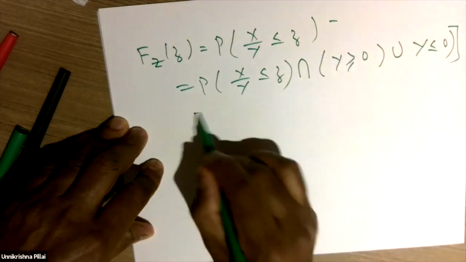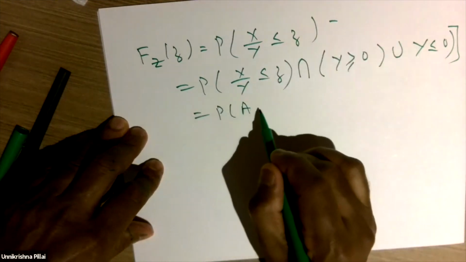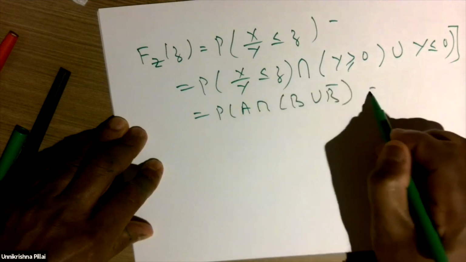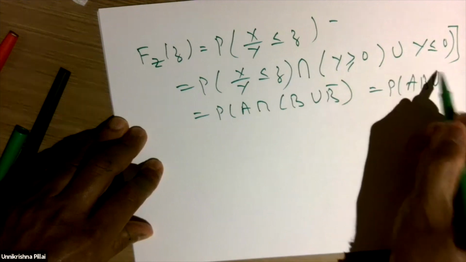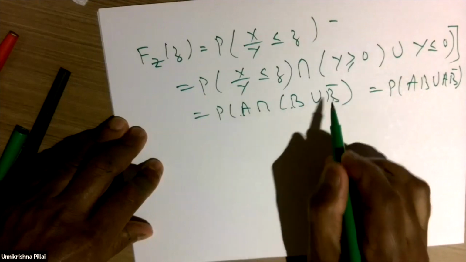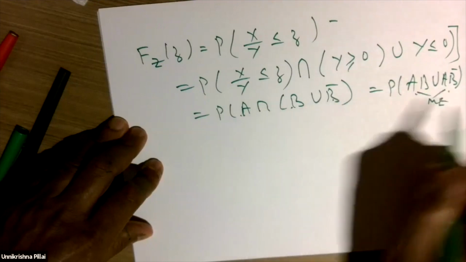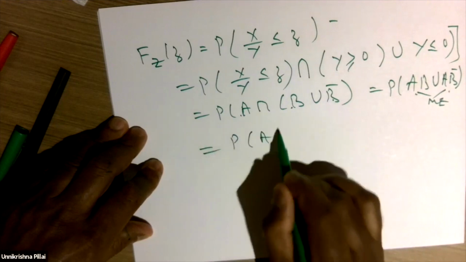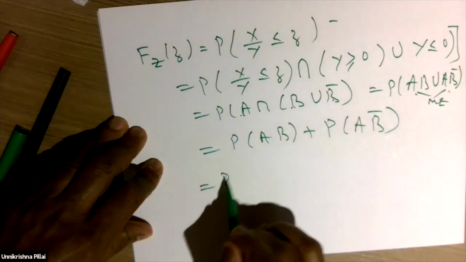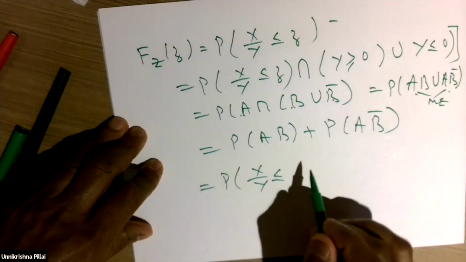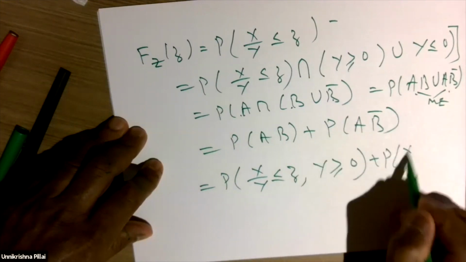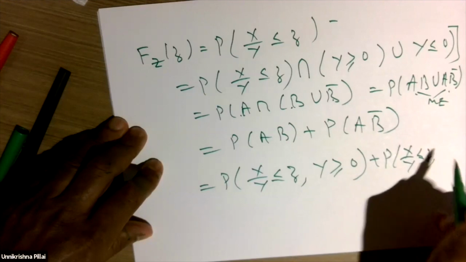So remember, this is the same as probability of A intersection with B union B bar. This, of course, I can write as P of AB union AB bar. But these two are mutually exclusive, so I can write this as P(AB) plus P(AB bar). Now if I substitute, A is X over Y less than z, B is y positive, plus X over Y less than z, y negative.